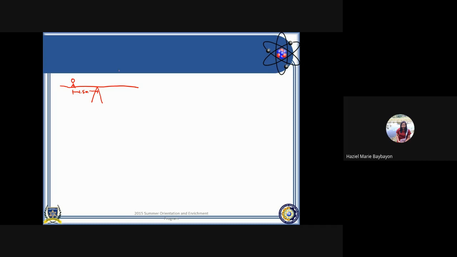So, 1.5 meters. Now the mother sits on the other side so that it balances. So what we need to find is this. In order for equilibrium to be attained, you need to satisfy these equations. The first equation is the summation of forces should be equal to 0, and the summation of torque should also be equal to 0.